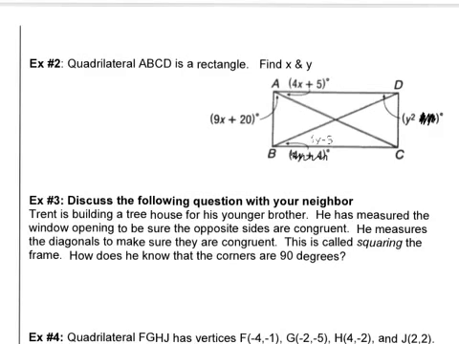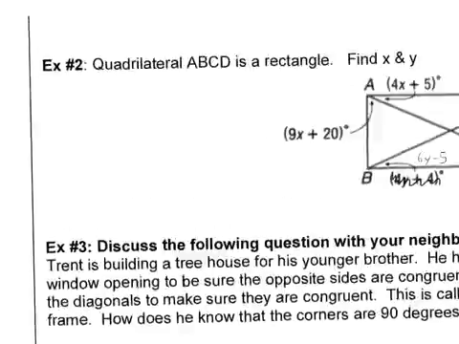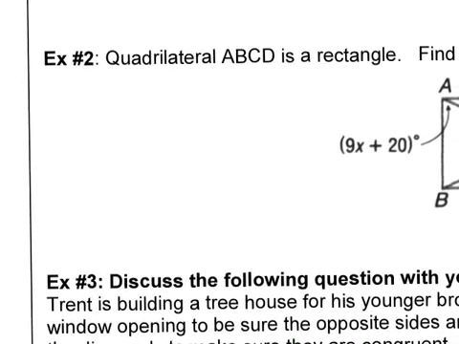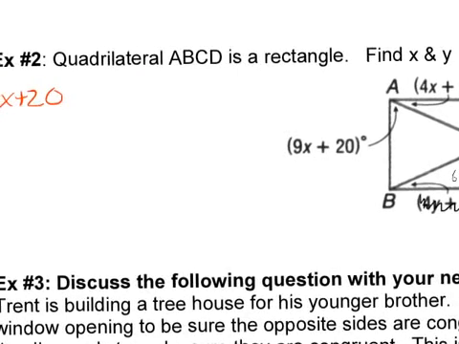Now, how are we going to solve for x? Well, it says that this angle here is 9x plus 20, and this is 4x plus 5. But remember, they say that this is a rectangle. That means that these two angles have to add up to 90 degrees. So I can write, I'm going to zoom in, that 9x plus 20 and 4x plus 5 equals 90.